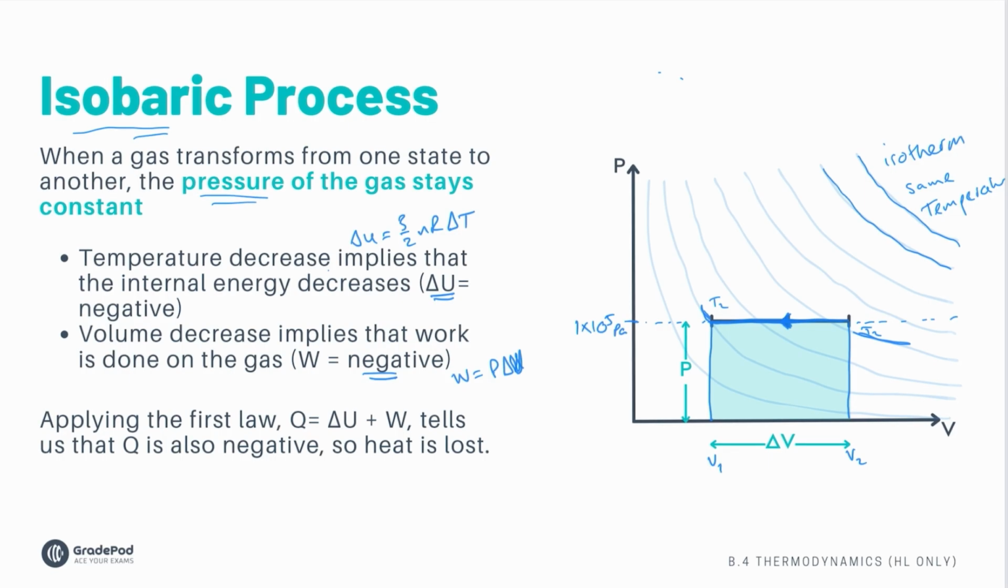So if we apply the first law, Q equals delta U plus W, this tells us that Q is negative, because Q equals minus delta U minus W. That's going to give us a minus value. So heat is lost in this system. When we're looking at the isobaric process, where it's going from a higher temperature to a lower temperature, it kind of makes sense that heat is lost in this system.